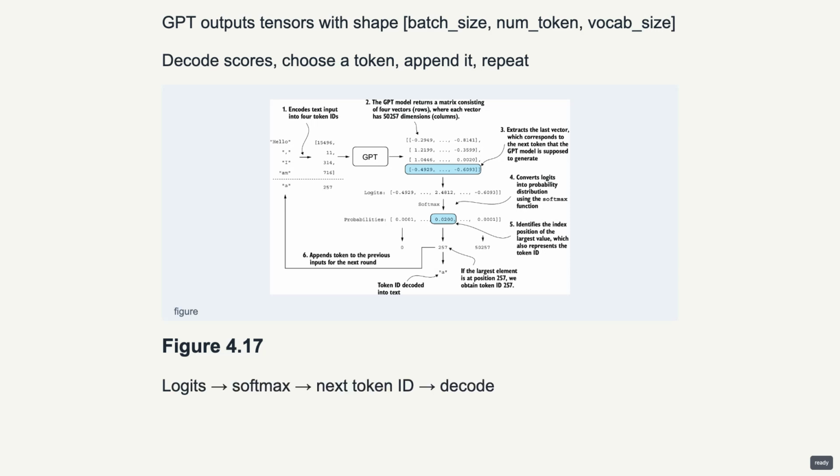The model first produces logits, which are just unnormalized scores. Softmax turns them into a probability distribution, and argmax picks the most likely token, which is then decoded and appended to the prompt.